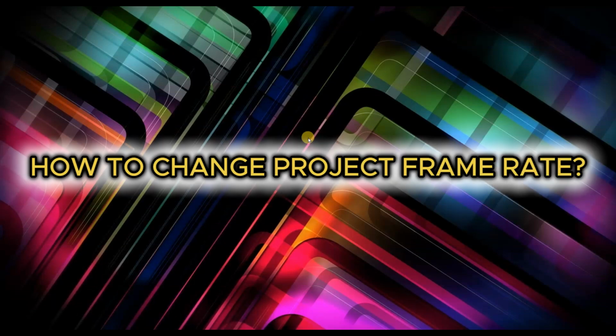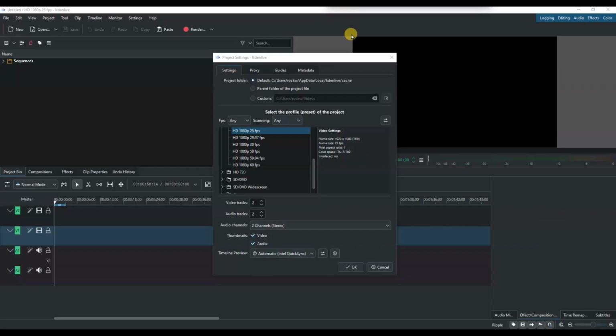How to change project frame rate in Kdenlive. First of all, start a new project. In the project settings window, you will see the frame rate or FPS drop-down menu.